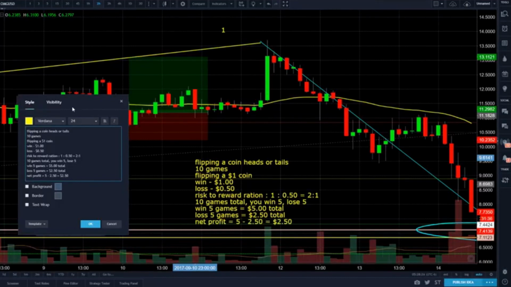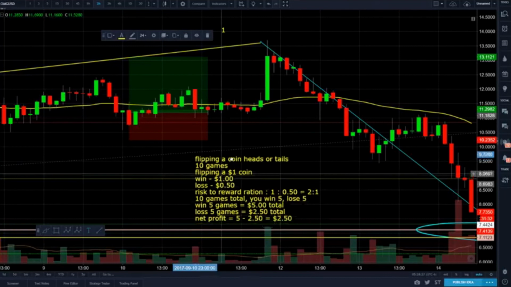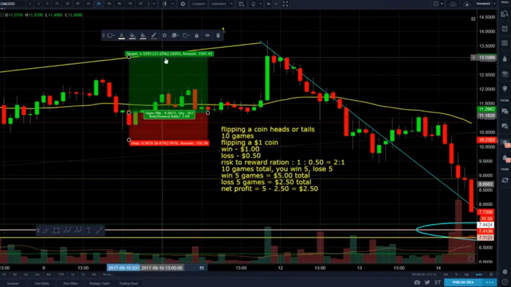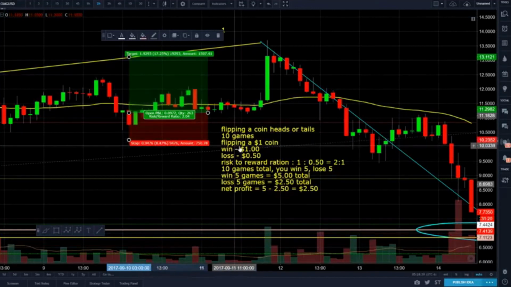So let's say you guys had the same winning percentage every time, or the same potential gain every time of 17% here, okay? And you had the same loss of, you know, half of it, which is the same thing as saying your win of $1 and your loss of 50 cents.